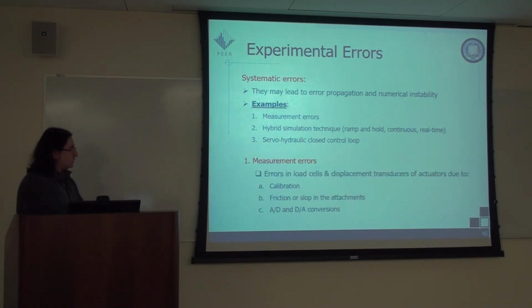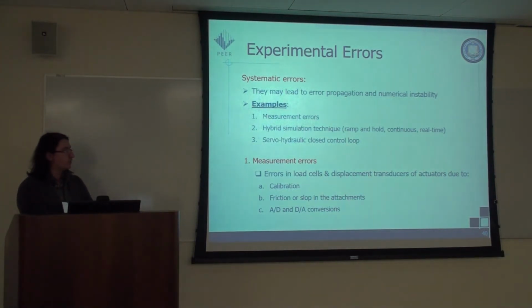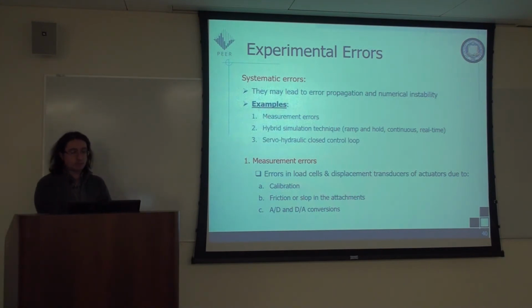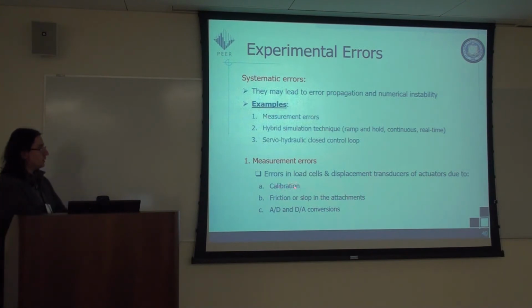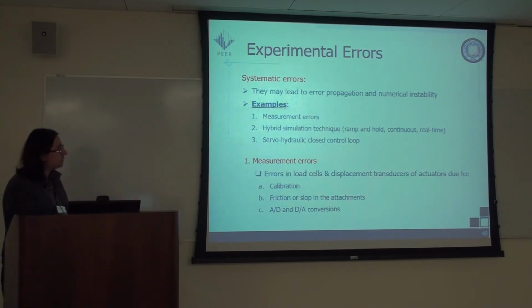The measurement errors are those in the measurement of the load cells and the displacement transducers, and these could basically be due to calibration errors, friction or slop in the attachments, or due to the analog to digital or digital to analog conversions.